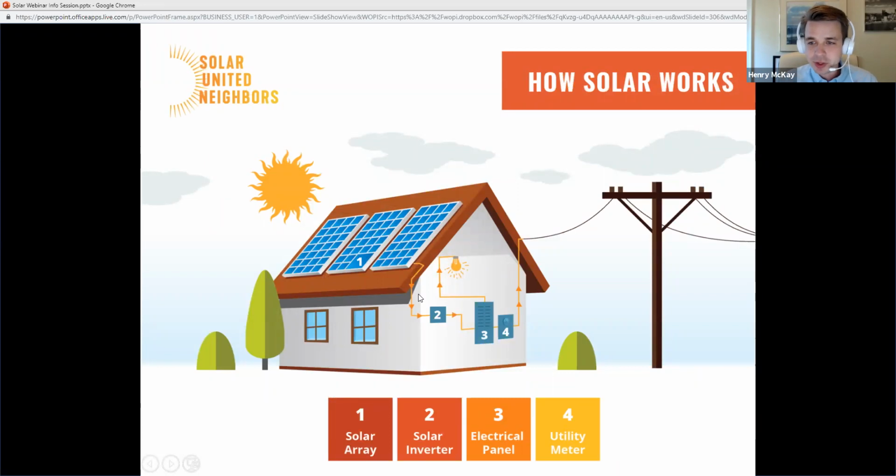And I'm going to talk about the various components, the major components in a home solar system or on a small business: the panels themselves, the solar inverter, you can see represented by number 2 here, how it all collects into your electrical service panel, number 3, and how this interacts through number 4, your utility meter, and how this interacts with the utility grid.